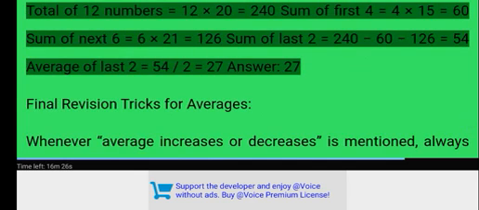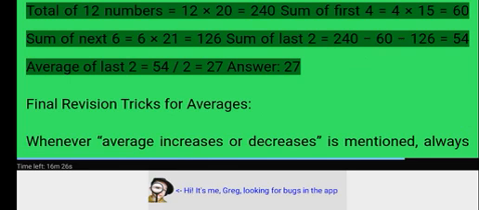Total of 12 numbers equals 12 times 20 equals 240. Sum of first 4 equals 4 times 15 equals 60. Sum of next 6 equals 6 times 21 equals 126. Sum of last 2 equals 240 minus 60 minus 126 equals 54. Average of last 2 equals 54 halves equals 27. Answer, 27.